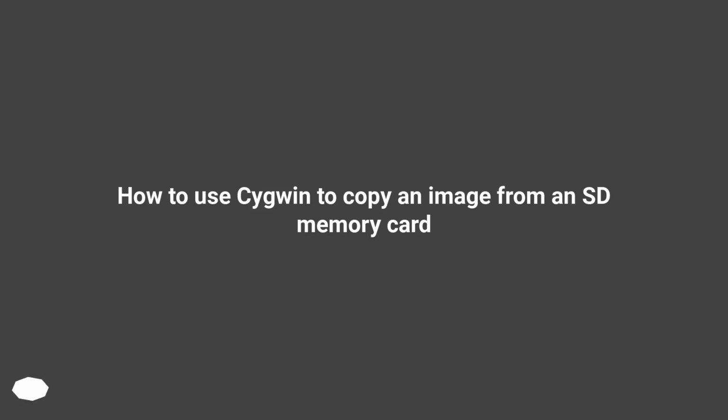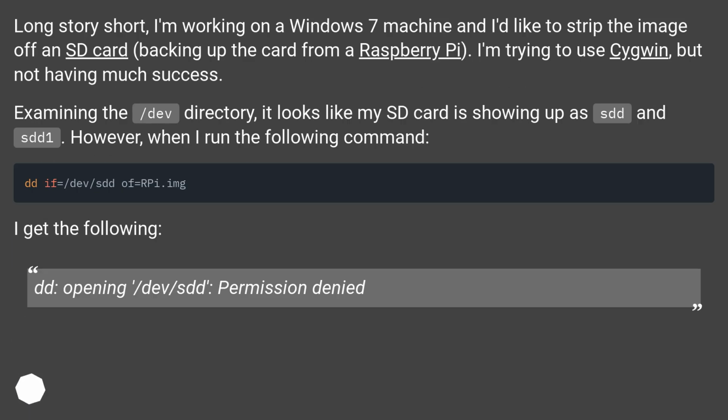How to use Cygwin to copy an image from an SD memory card. Long story short, I'm working on a Windows 7 machine and I'd like to strip the image off an SD card, backing up the card from a Raspberry Pi. I'm trying to use Cygwin, but not having much success.